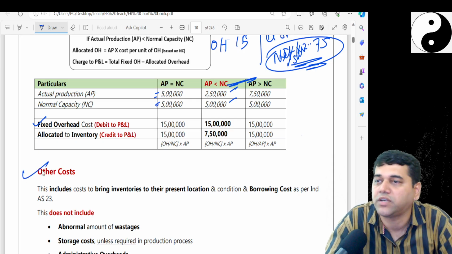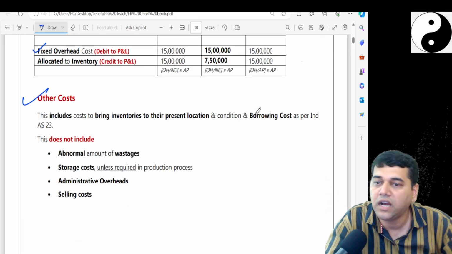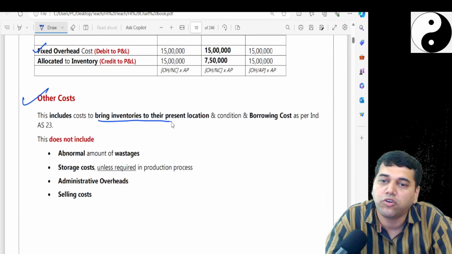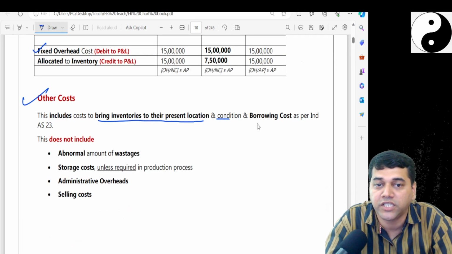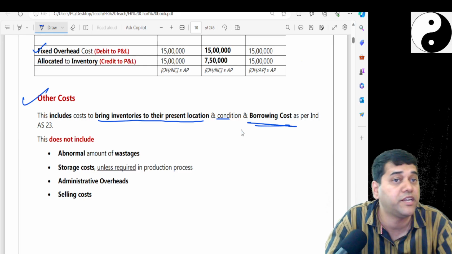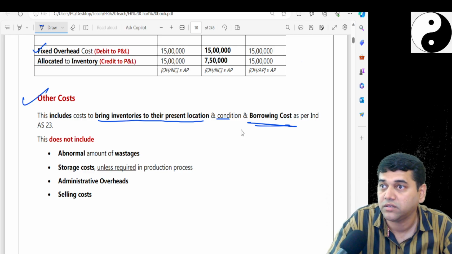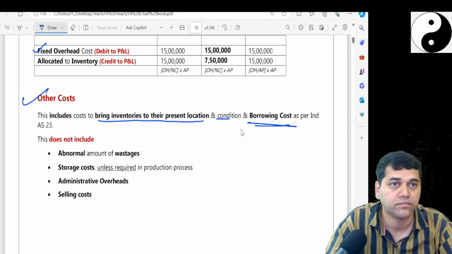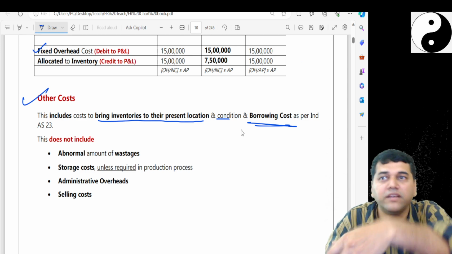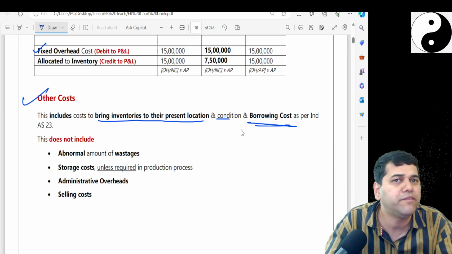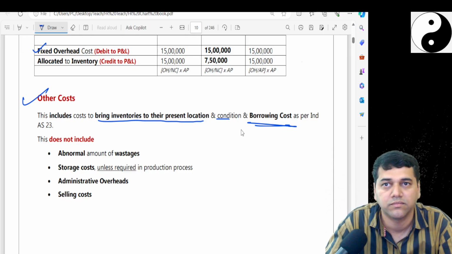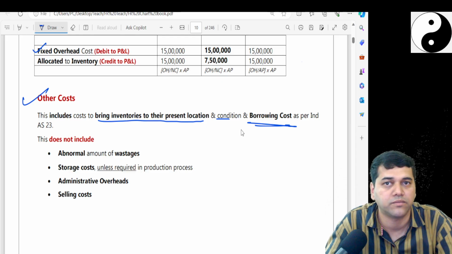Now, other cost, and this is all the product of learning. Other cost includes what? All the cost to bring it to its present location and condition, and even borrowing cost. You remember in Ind AS 23 we discussed, if something is part of your inventorization, you take it there only. Then you can come to the qualifying asset, because inventories also can be a qualifying asset. Borrowing cost also you can capitalize.